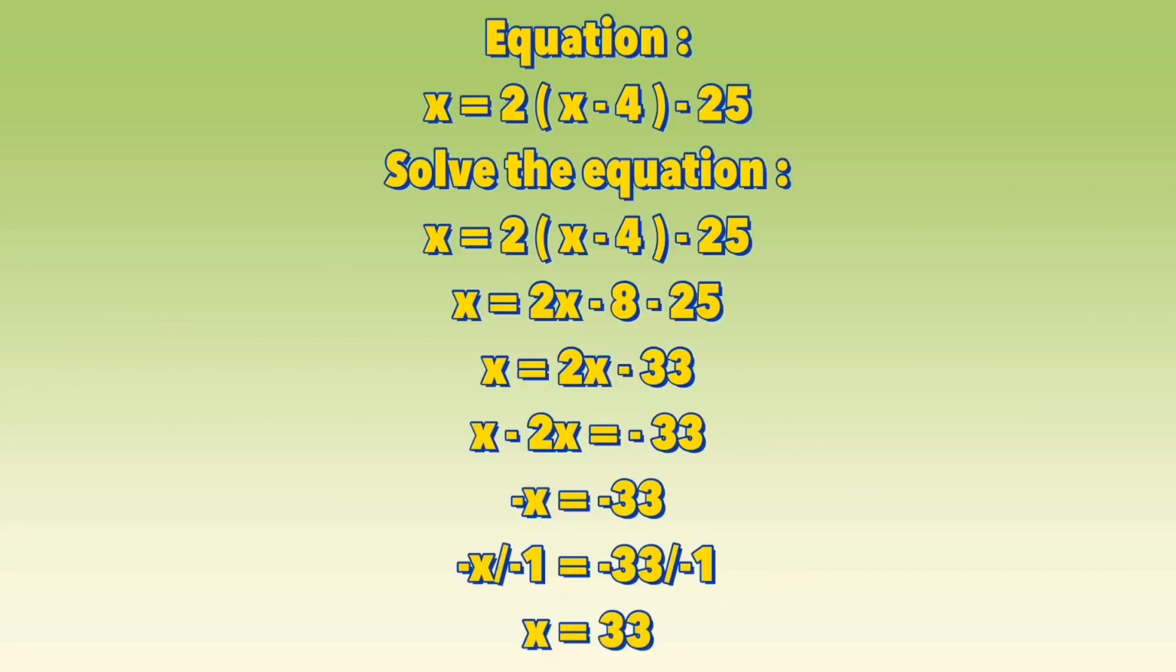So our equation, from the other relationship, is x equals 2 multiplied by the difference of x and 4, and minus 25. Solve the equation: x equals 2 times x equals 2x, 2 times negative 4 equals negative 8, then minus 25. x equals 2x, negative 8 plus negative 25 becomes negative 33.